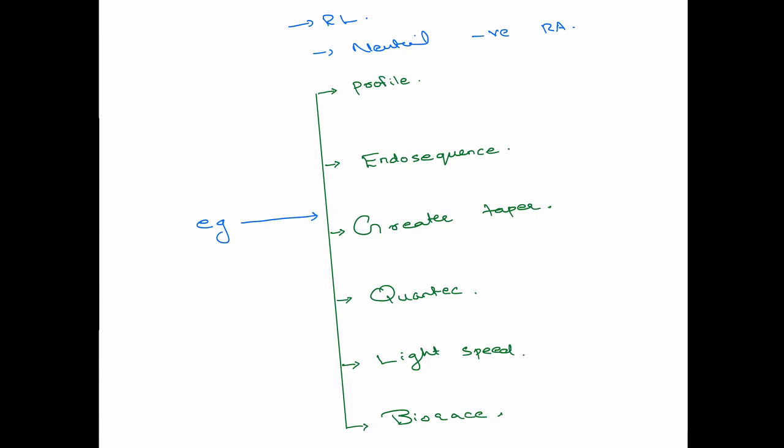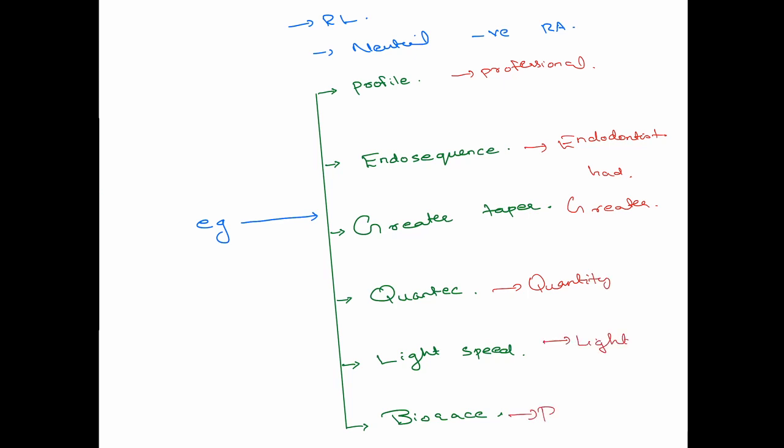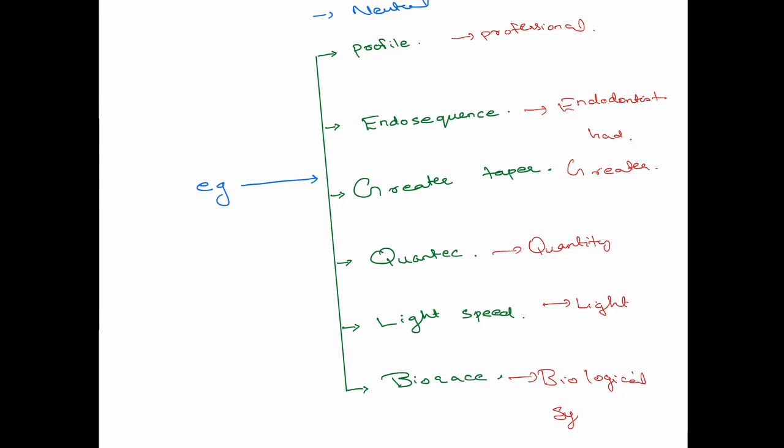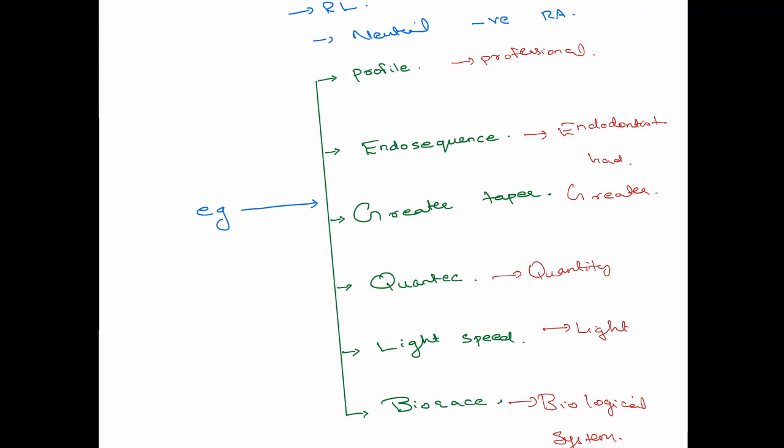Now how to remember this is: professional. P for professional endodontists had greater quantity of light in biological system, whatever you call it. I'll tell you what this biological system is. In the root canal, isn't it? Root canal is a biological system. So for remembering purposes, professional means ProFile.